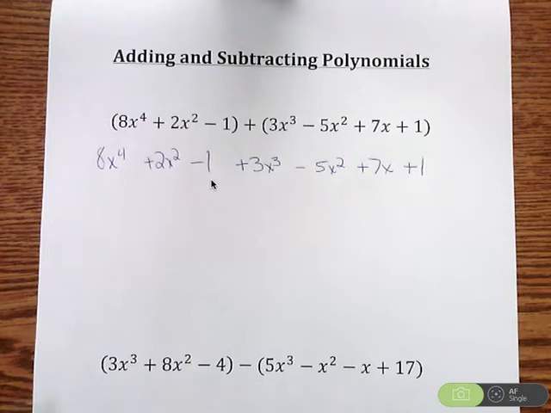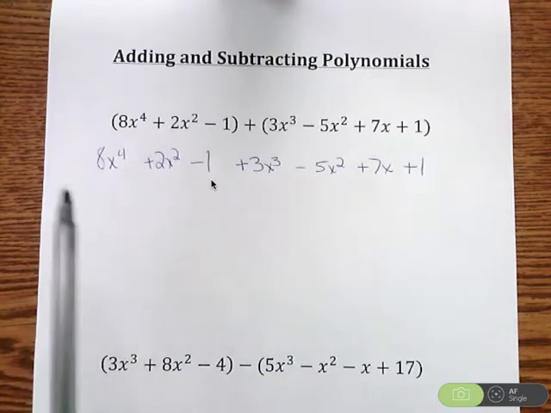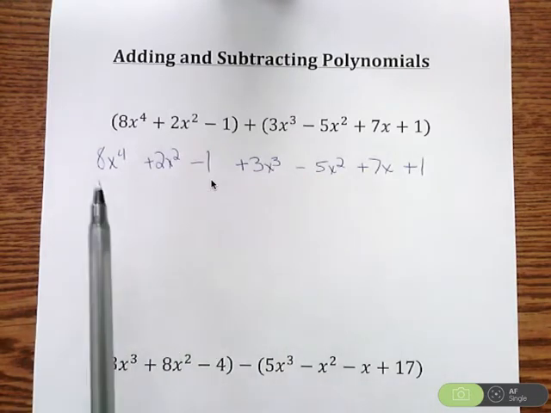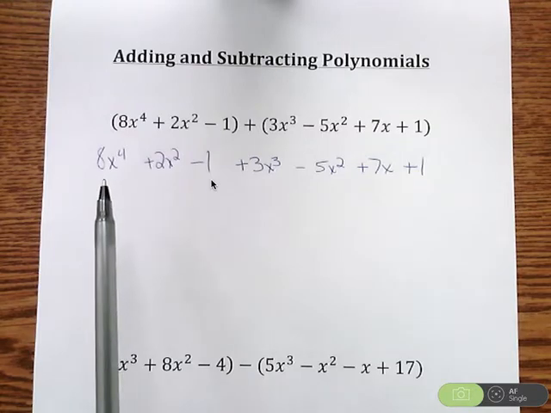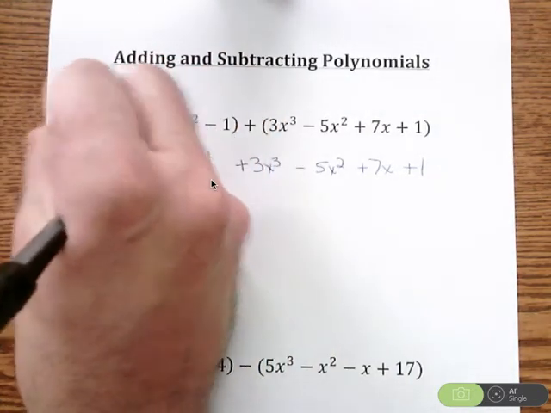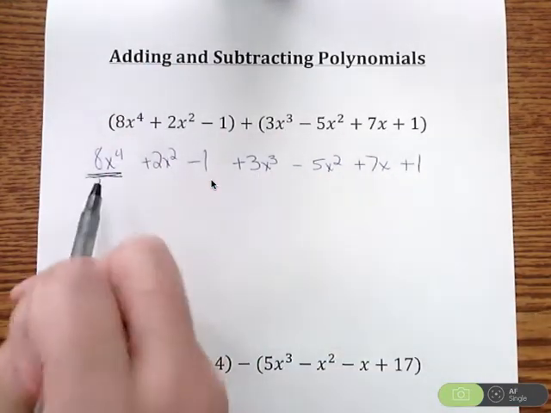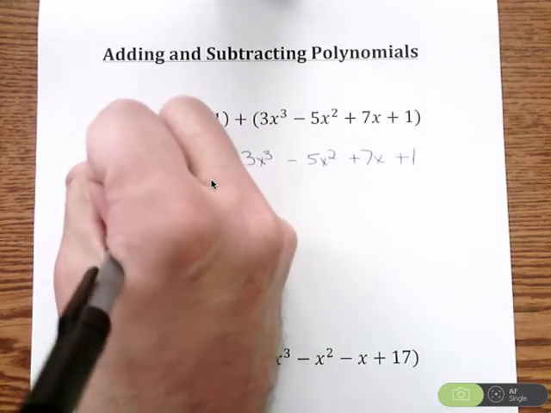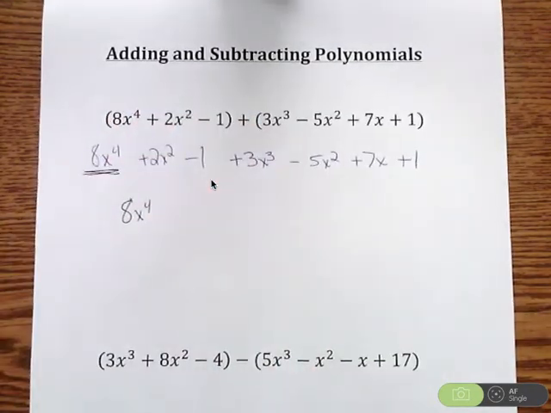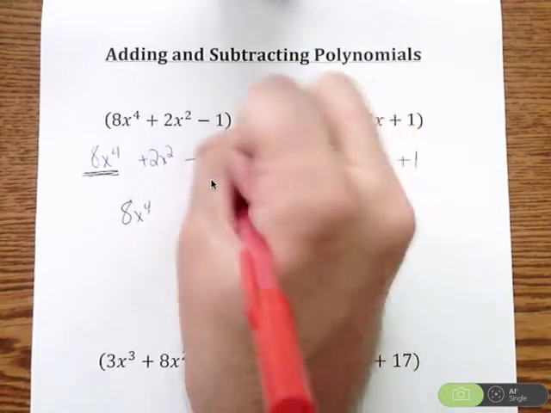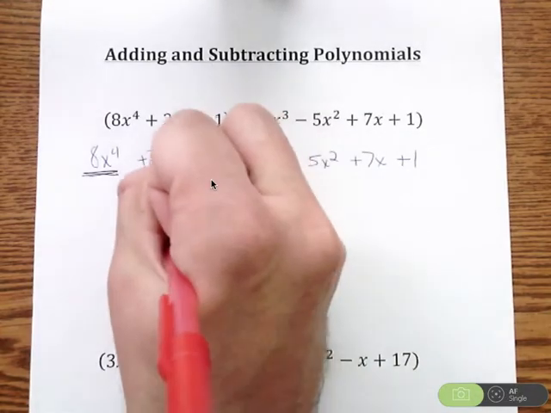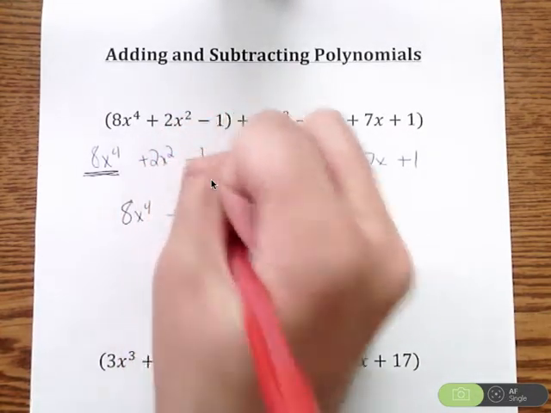Now, once I figure out all those pieces, all we have to do is combine like terms. With polynomials, what we're looking for is terms that have the same variable and the variables to the same power. For example, I have an 8x to the 4th here, and if I look through, I have no other x to the 4th. So my first term is 8x to the 4th. I start with the highest power. Then if I keep looking through, I see I have a plus 3x cubed, so my next term is plus 3x cubed.